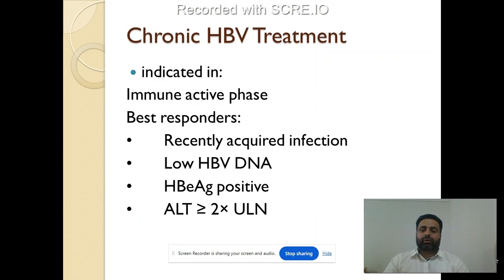What is the treatment for chronic hepatitis B virus? So treatment is indicated in the immune active phase that we have discussed. The best responders are those with recently acquired infection, low HBV DNA, HBe antigen positive, ALT greater than ULN.